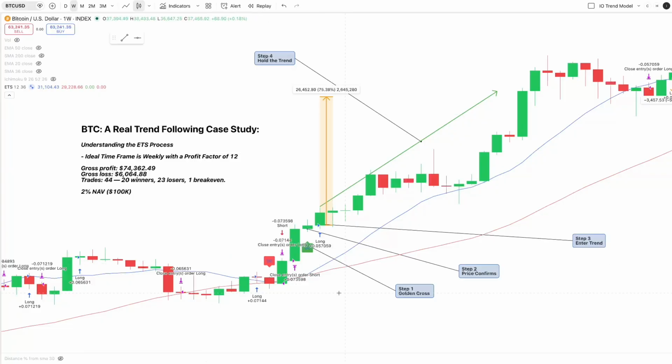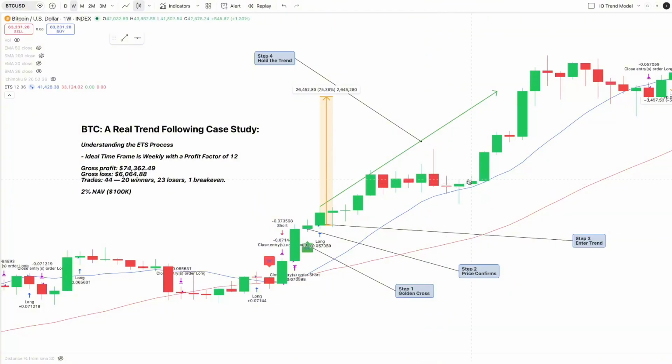trend works. So first is a golden cross. So that's step 1, where we've got in this case, the 12-week moving average crossing over the 36-week moving average. Step 2 will be the next bar price is confirming that it is indeed above those moving averages. Step 3 is where we enter the trend. And then step 4 is we just hold this trend as long as each week we are above the 12-week moving average.